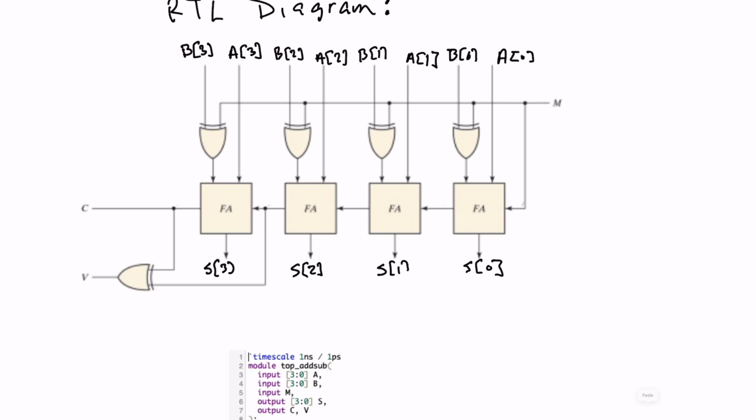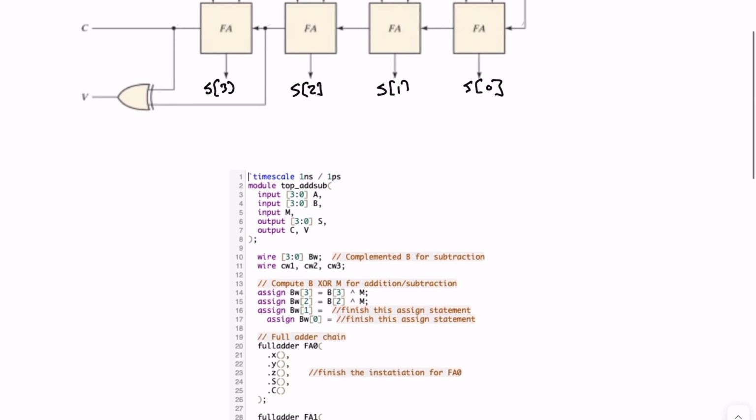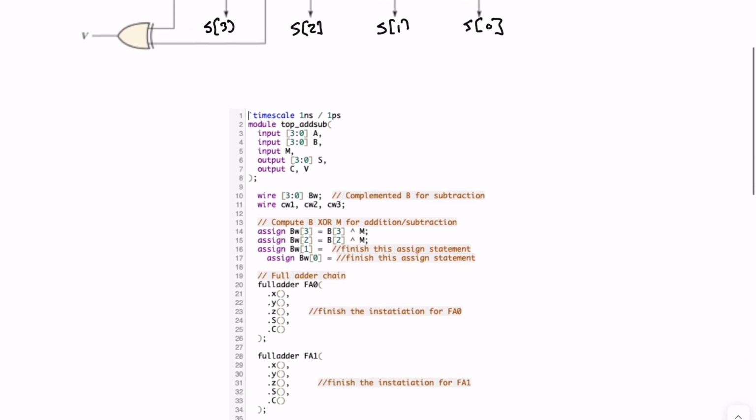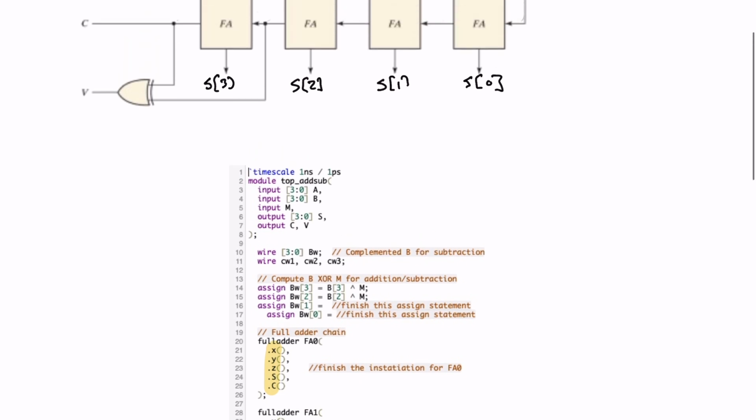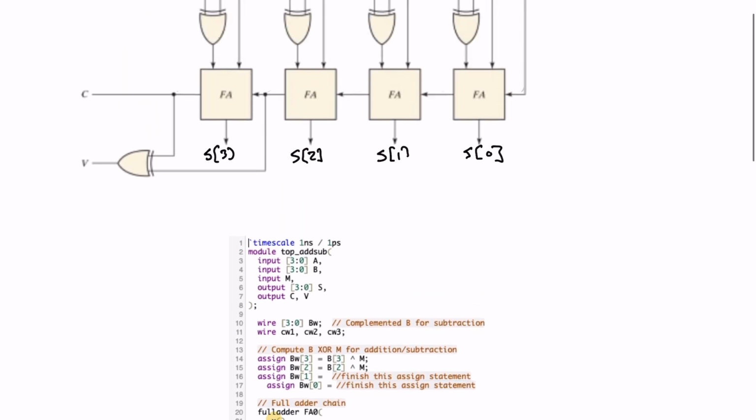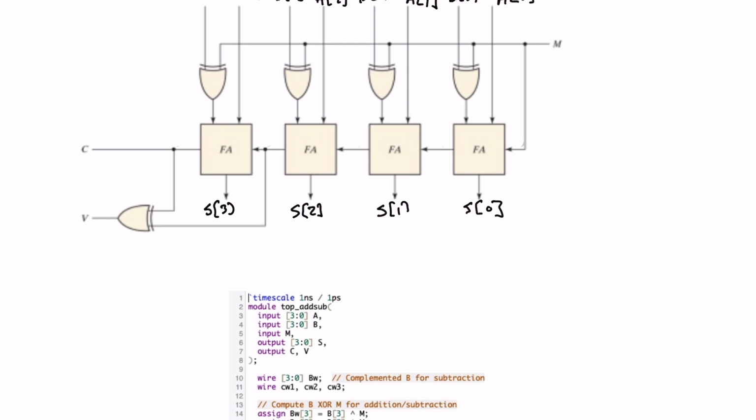All right, so let me give you a preview. We've written modules for the full adders, and you can tell right here, let me highlight this in yellow, the input names are X, Y, and Z, and the outputs are S and C. Okay, so let me go through the diagram and label those as well. So we have inputs X, Y, and Z on each full adder. So those are the inputs.